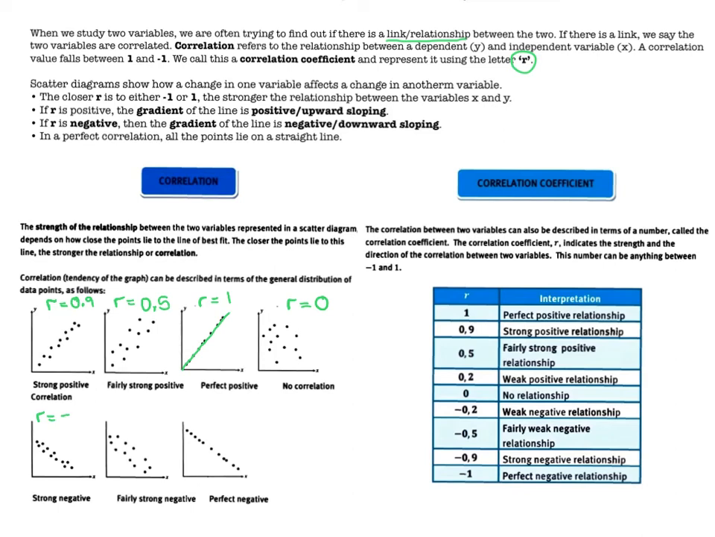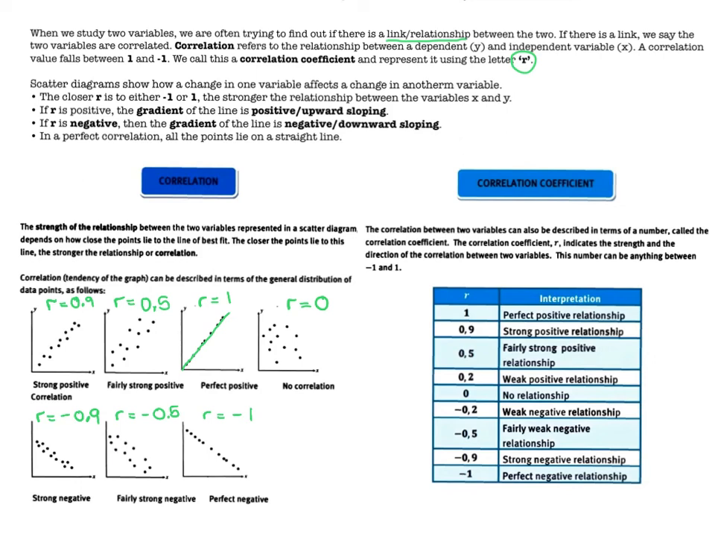For a strong negative correlation, the graph is downward sloping, therefore you will have an R value that is negative. So if it's a strong negative correlation, that would be approximately negative 0,9. For a fairly strong negative correlation, that would be approximately R equal to negative 0,5. And for a perfect negative correlation, R is equal to negative 1.